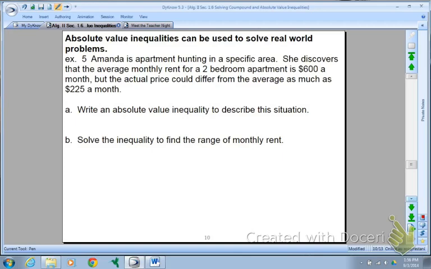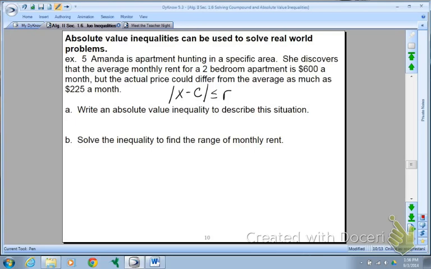Amanda is apartment hunting in a specific area. She discovers that the average monthly rent for a 2-bedroom apartment is $600 a month. Plus, the actual price could differ from the average by as much as $225 a month. Now, remember, we talked about absolute value equations a couple sections ago, and the formula was absolute value of x minus c, which stood for the central value, is equal to, but in this case it'll be less than or equal to r, the rate.